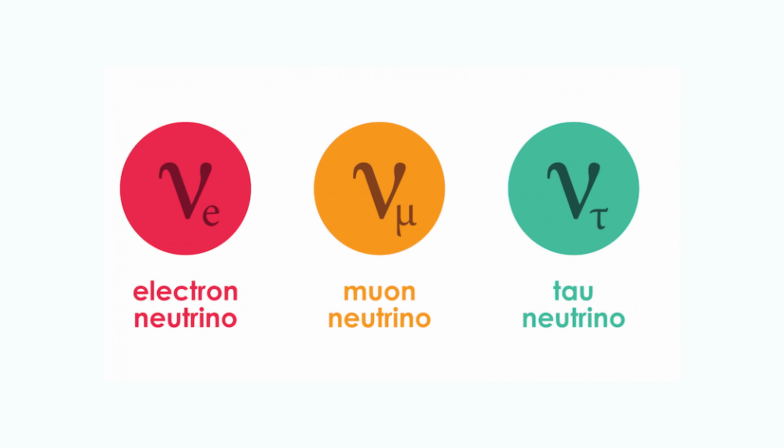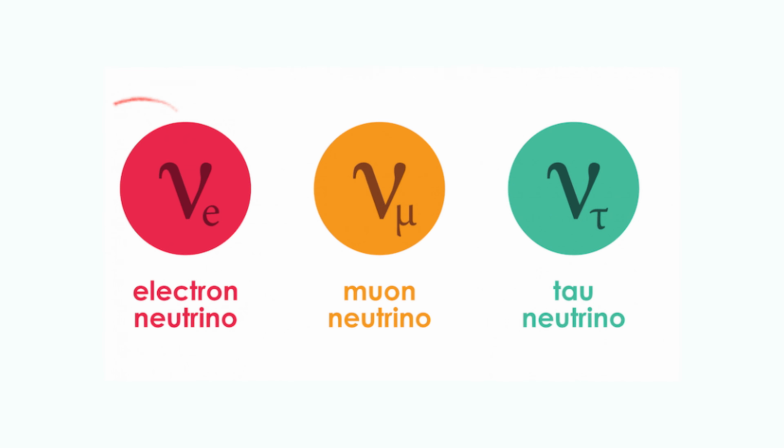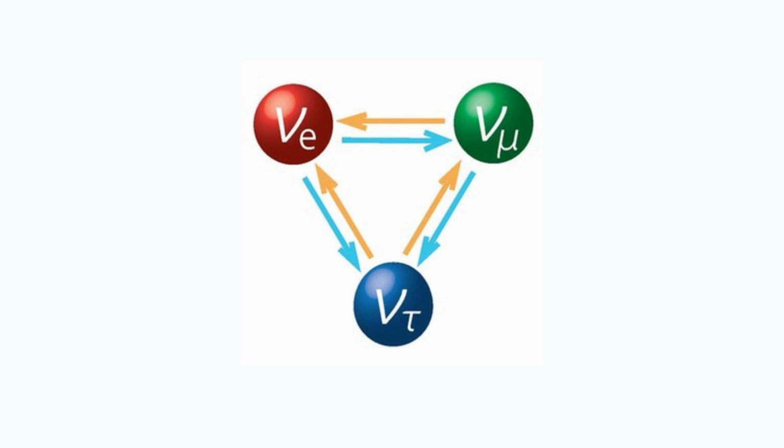One possible explanation for this discrepancy was that the neutrinos were changing form or flavor as they travel from the Sun to Earth. Neutrinos come in three different flavors: electron neutrinos, muon neutrinos, and tau neutrinos. The detection experiments were designed to detect only the electron neutrinos, but if the neutrinos can change flavors, then they could transform into muon or tau neutrinos, which are not being detected.